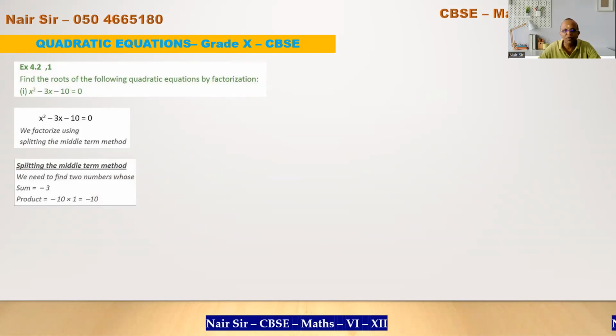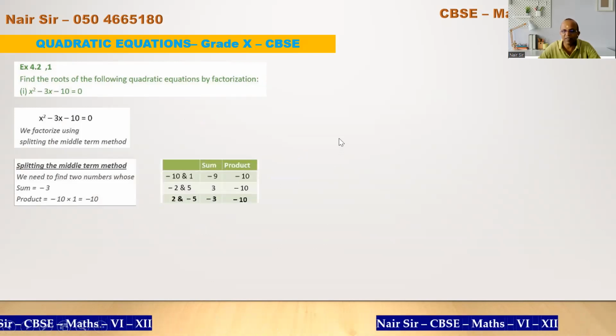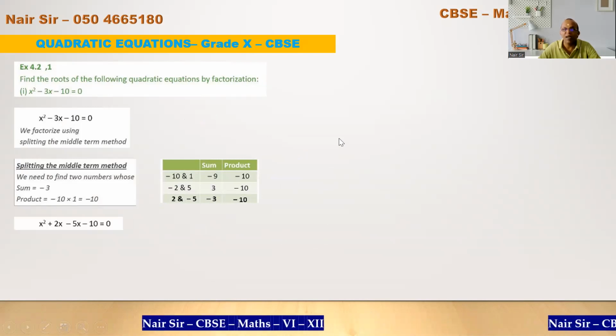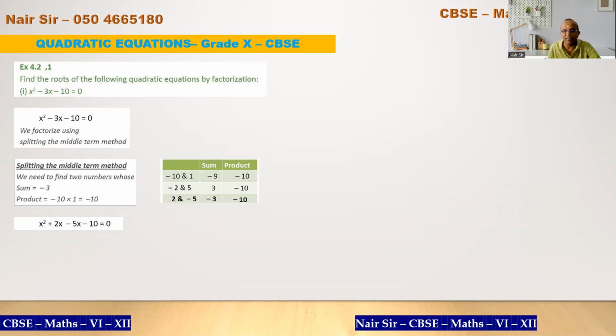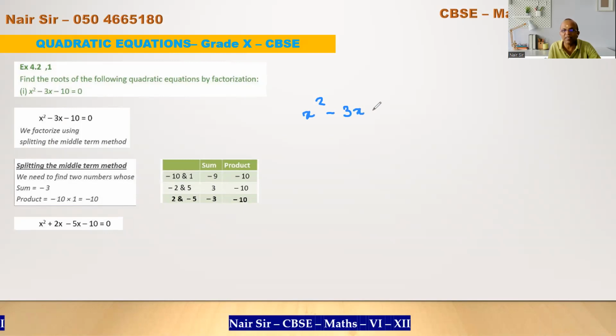Splitting, I've just explained to you. Now, how do I write this? I have x squared minus 3x minus 10 is equal to 0. x squared plus 2x minus 5x minus 10 is equal to 0. Take this first part. What can I take common out? x. What is left? x plus 2.